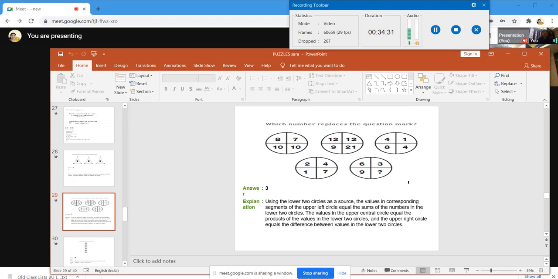This is also a similar manner, and it will be relating the top diagrams with the bottom ones. When you see the diagram, you can find some relation. Using the lower two circles, they will be relating either the top 3 with the bottom 2, or the bottom 2 with the top 3. Some relation will be there.